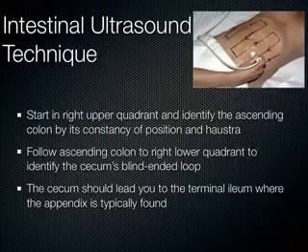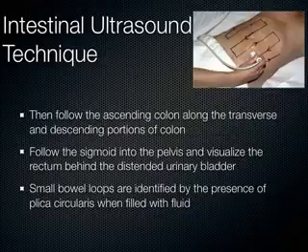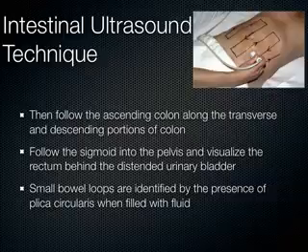And then once you're at the appendix, you can go back up the ascending colon and then go across the transverse, down the descending portion of the colon. You'll see the sigmoid down in the pelvis. And the rectum, if you want to see that, is very easy to see almost always. It's right behind a nice fluid-filled bladder.